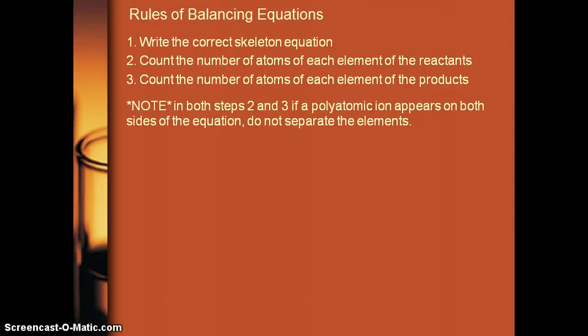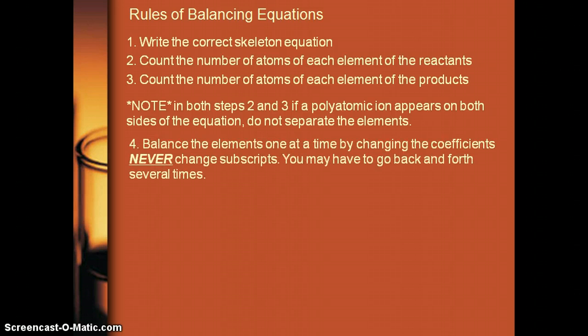if you have a polyatomic on the reactant side, you don't want to separate those elements on your product side. So your polyatomic ion is going to stay together. That polyatomic is not going to break apart. So if you have something like sulfate on the left, it's going to be sulfate on the right as well. So you're not going to break up that sulfur and oxygen.